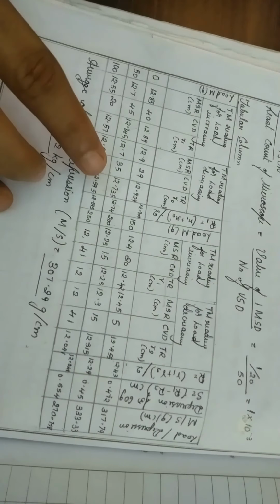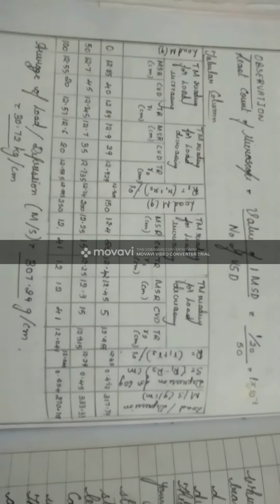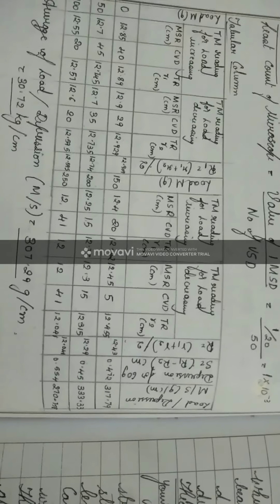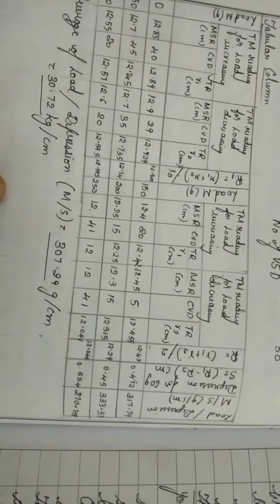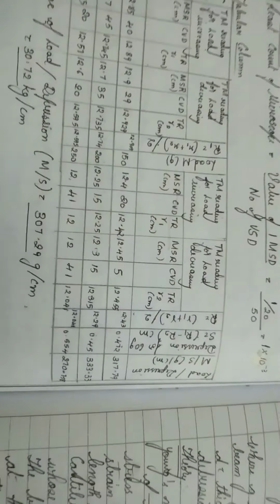So every time you have to remove the 50 gram slot and see the pointer pin position. It should be below the horizontal mark. Use the vertical screw, adjust to the horizontal mark and read MSR and CVD every time, so up to 0. So load decreasing is done. So the experimental part is done.